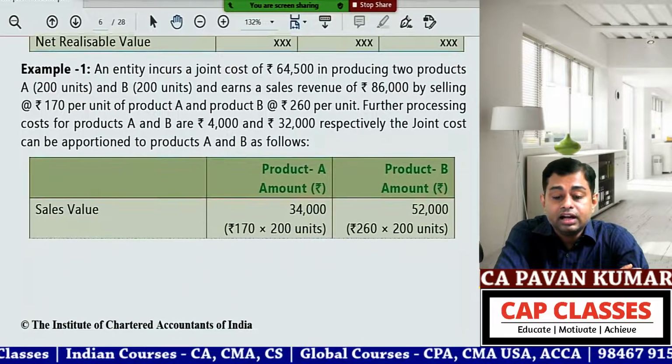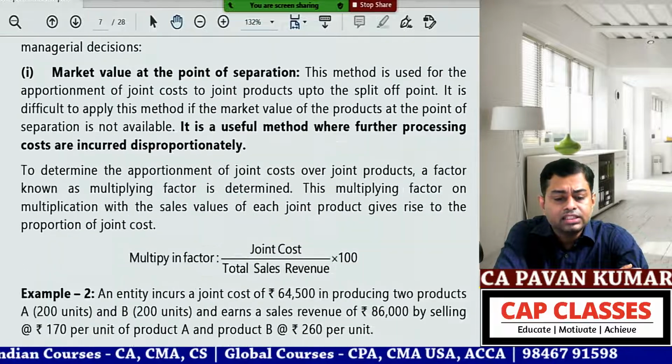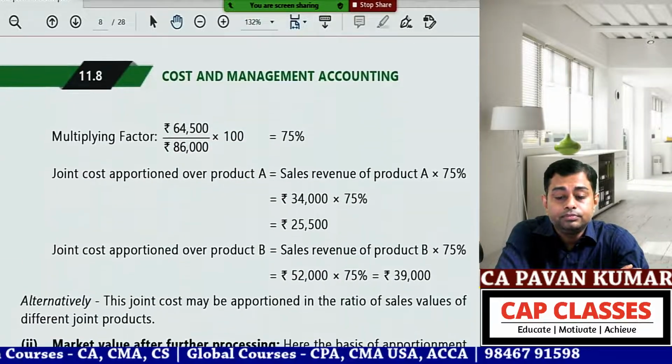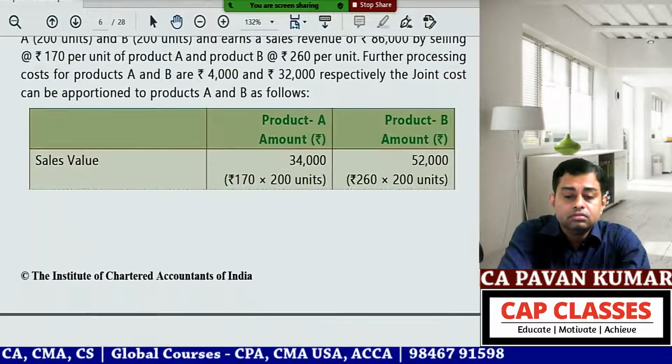Okay, then they are giving net realizable value at split off point. All these examples we have already discussed. We'll go to the problem. So shall we see examples also? Okay, we'll do examples.